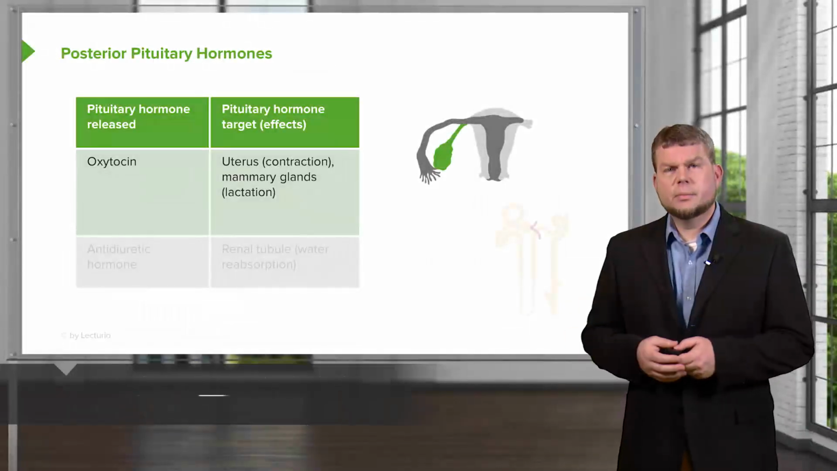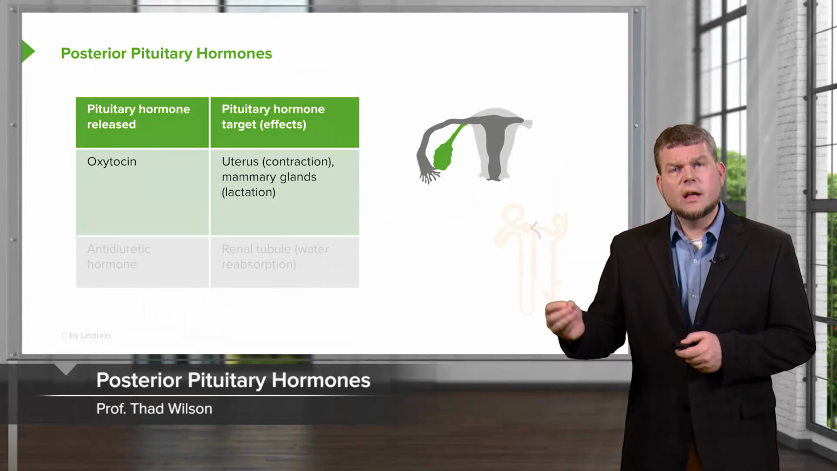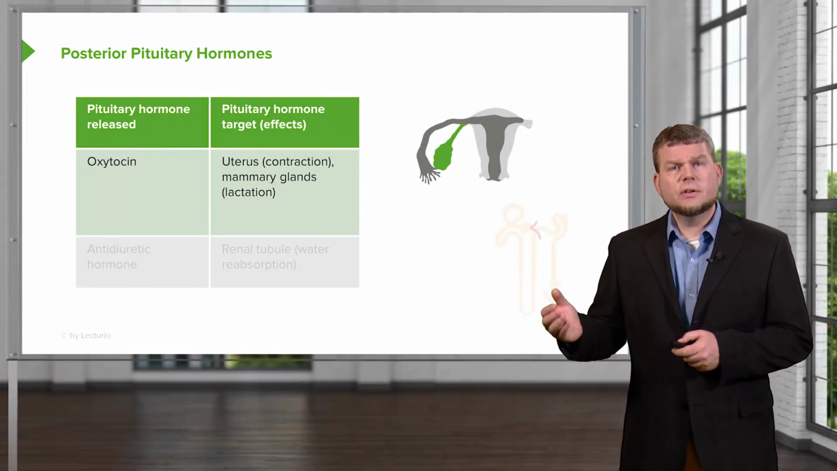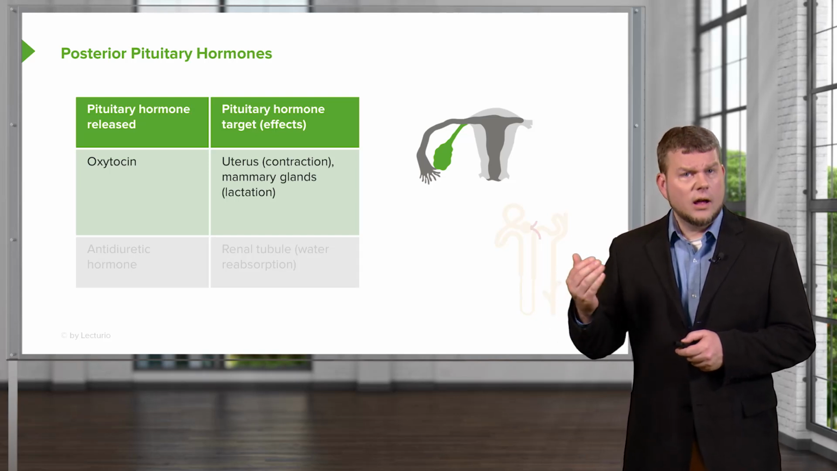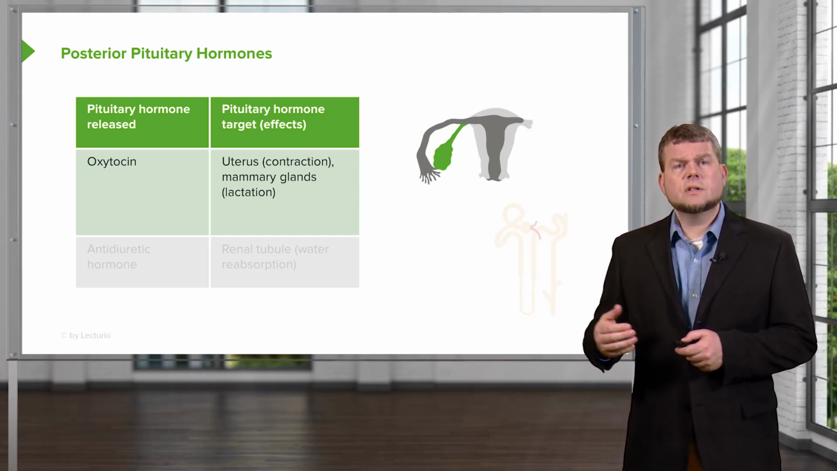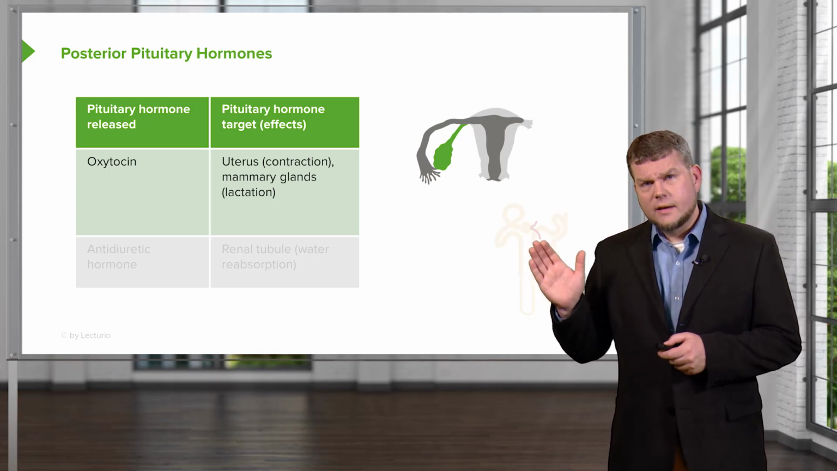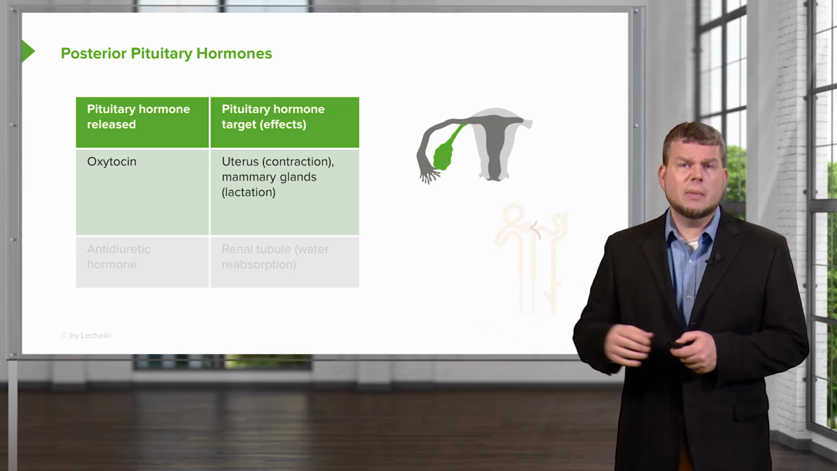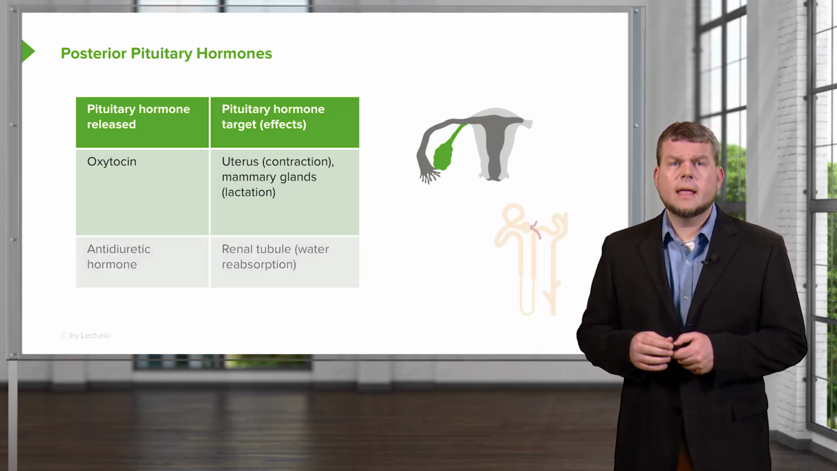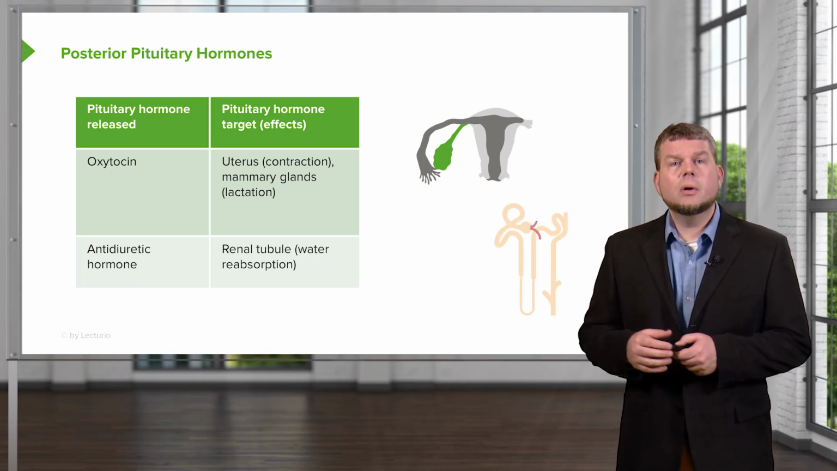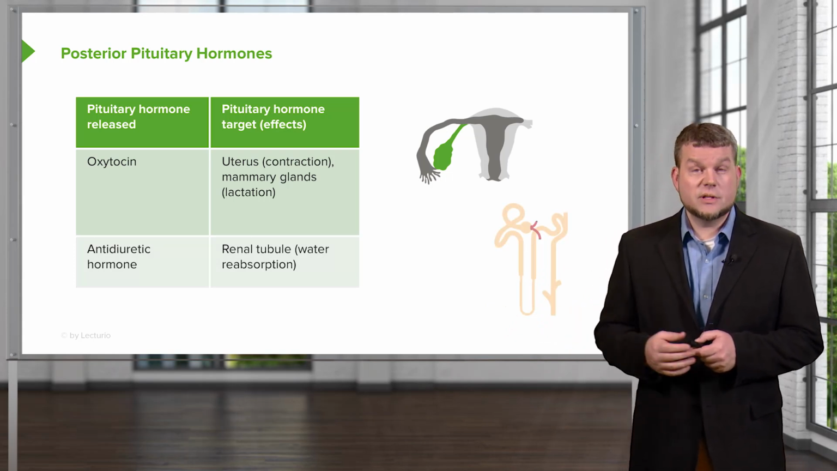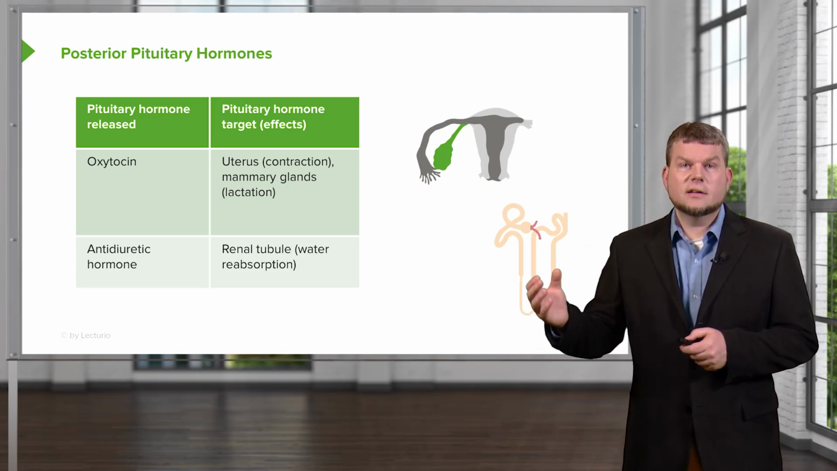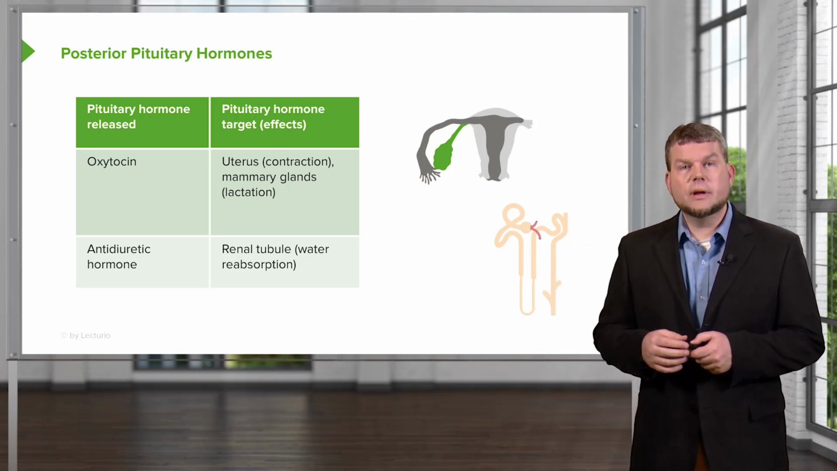The posterior pituitary hormones, again, come directly from the hypothalamus. These posterior pituitary hormones are oxytocin, and oxytocin primarily affects the uterus as well as breast tissue or mammary glands. Antidiuretic hormone is the other posterior pituitary hormone, and that affects places like the collecting duct on the renal tubule to help you reabsorb water.